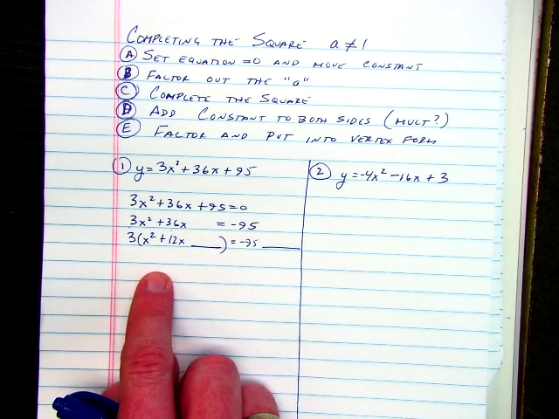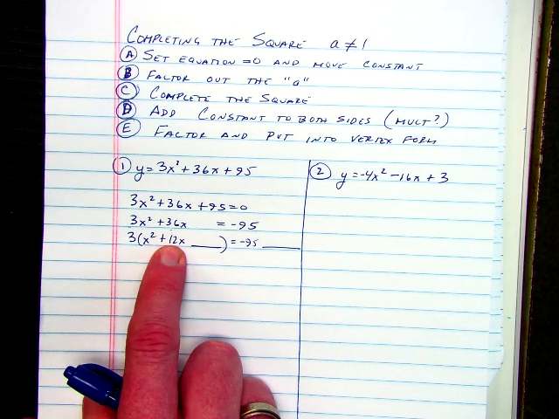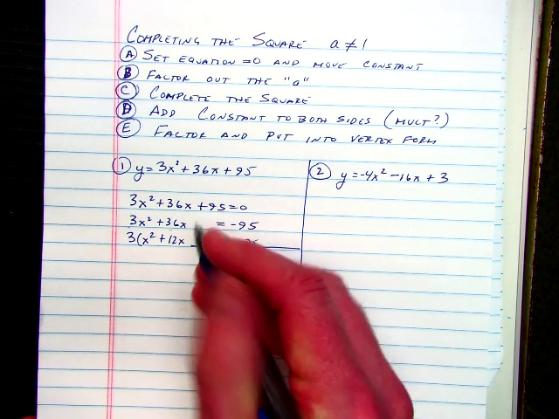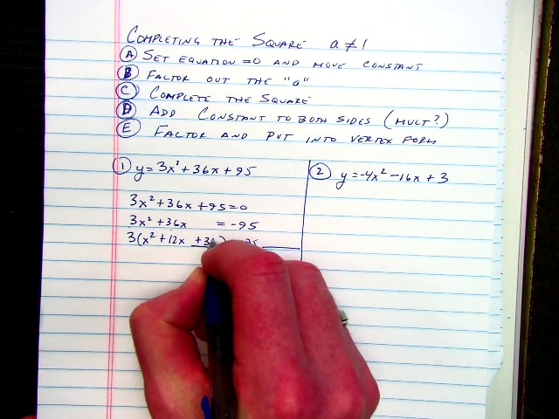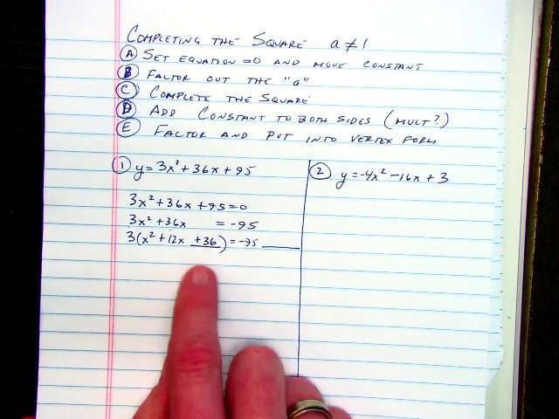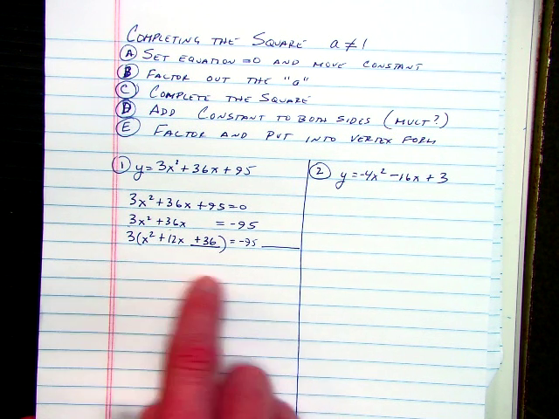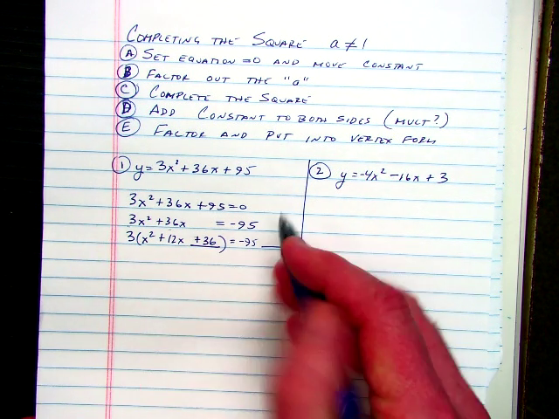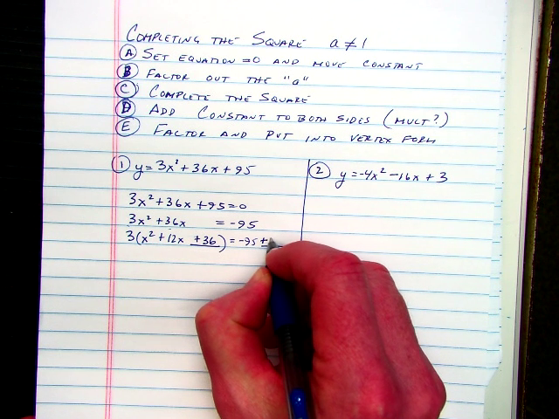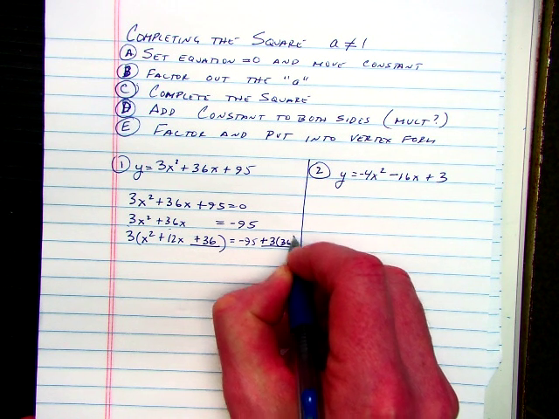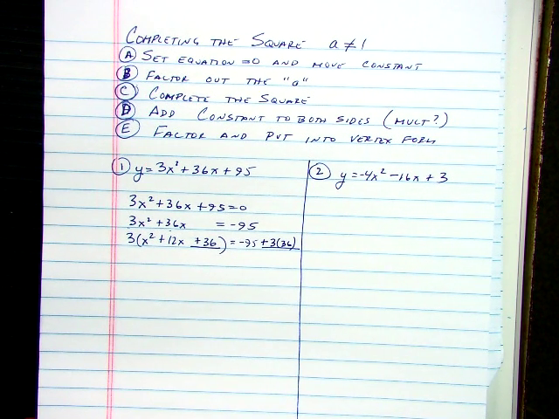So as before, I'm going to take half of this, which is 6, and square it, which is 36. But I want to note here, I did not just add 36 to the left side. I added 36 times 3 because it's embedded within that parentheses. So what I need to add over here is 3 times 36. All right. So now we're going to go ahead and factor this.